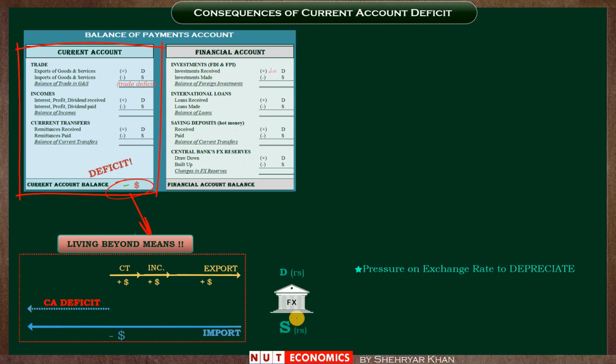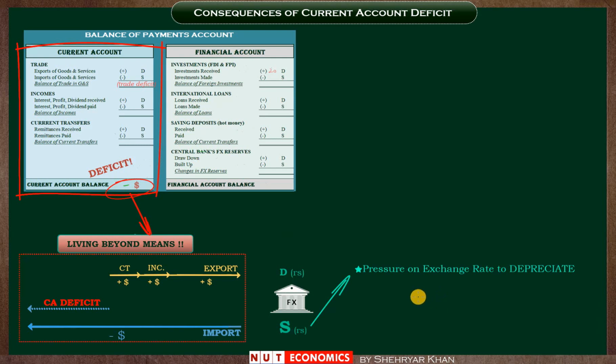That is, there is an excess supply of rupee because of these large outflows, because of these current account deficits, this overall net outflow of dollars. It creates this excess supply of rupee in the FX market. And that is what puts pressure on the country's exchange rate, because the exchange rate, remember, is just the price of one currency in terms of another.